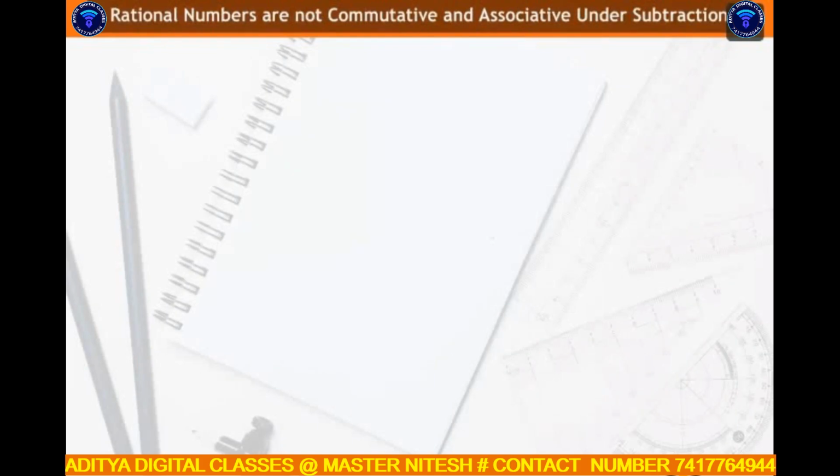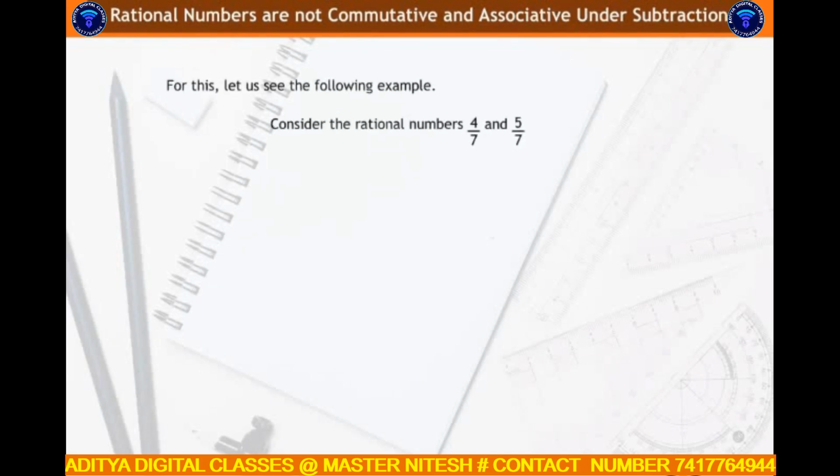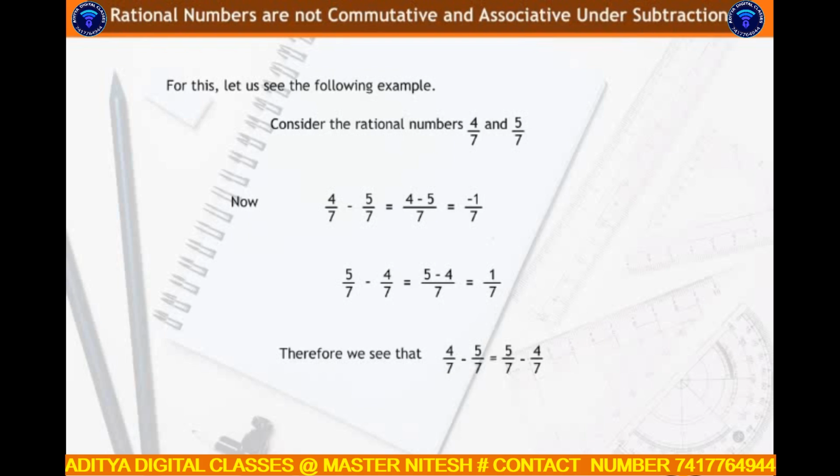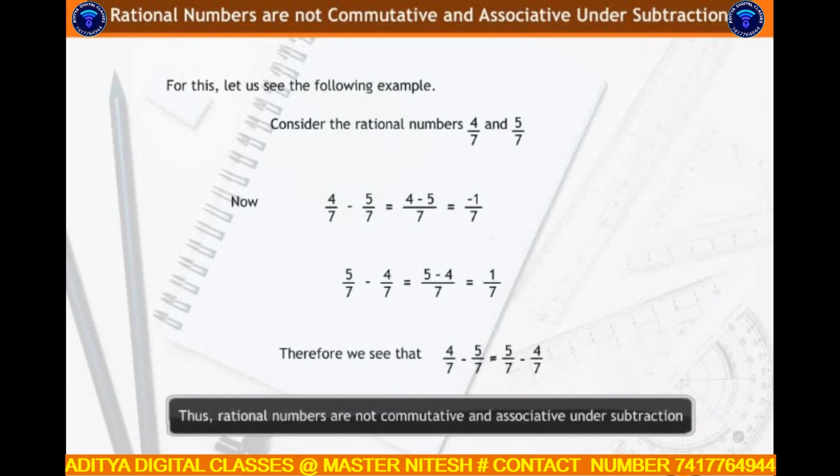Rational numbers are not commutative and associative under subtraction. Now, let us look at the fractional expressions. By solving the expression, we get to know both expressions are not equal to each other. Thus, we can say that rational numbers are not commutative and associative under subtraction.